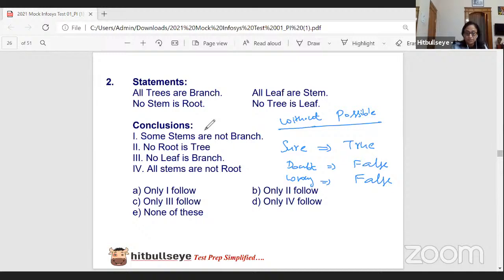Right, so what's the answer? Tell me first of all, which conclusion is coming out to be true and which is coming out to be false? Forget about the options right now. Tell me the true, false kind of an answer. Which of these conclusions you think is coming out to be true? Yes, tell me.